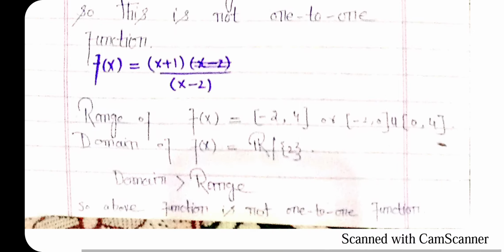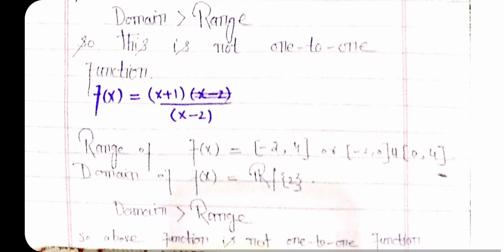Next, we consider another example to check the domain and range. Remark about the one-to-one function: we can clearly see by its domain and range whether this function is one-to-one or not. Here we consider the equation f of x is equal to x plus 1 over x minus 2. The range of the function is between minus 2 and 4, that is minus 2 to 0 union 0 to 4, and the domain does not include 2, as if we put x equal to 2, then we have 0 in the denominator, which becomes undefined.